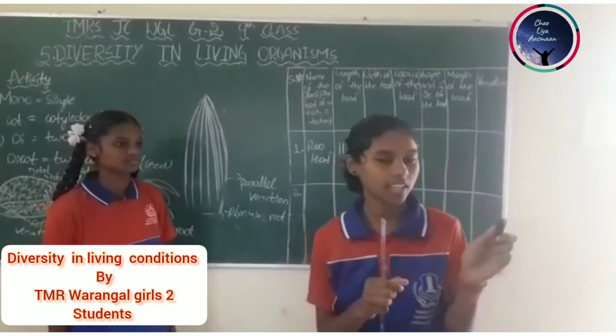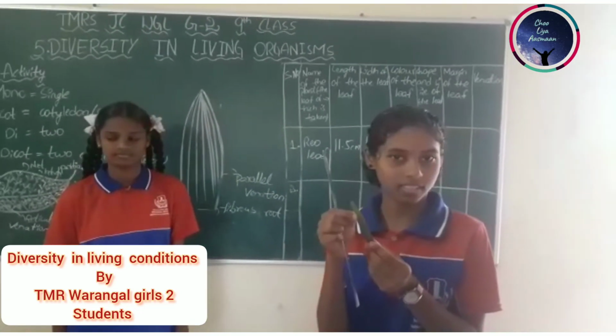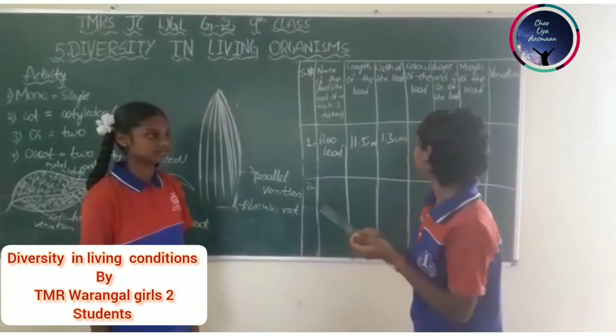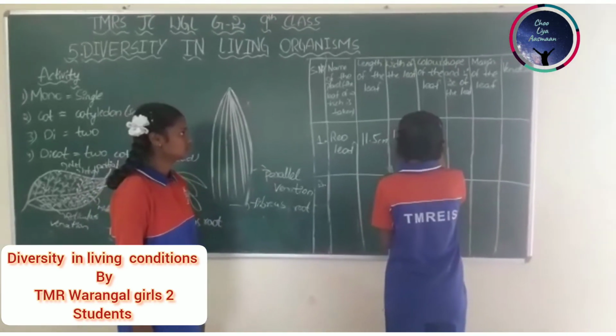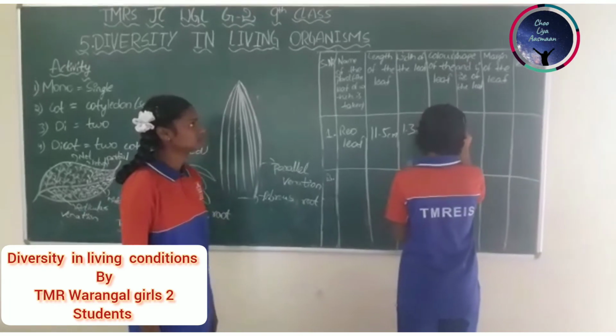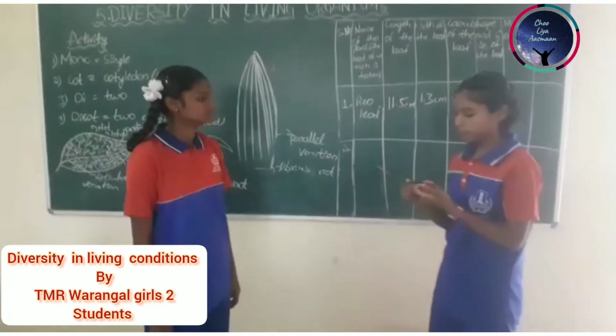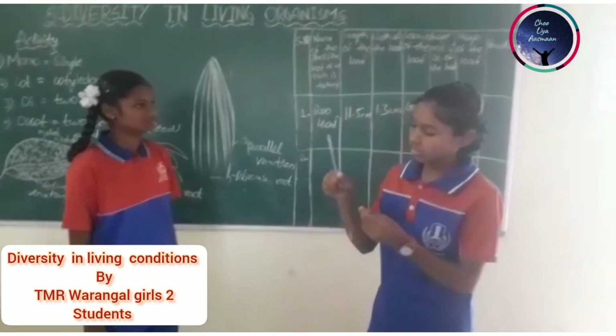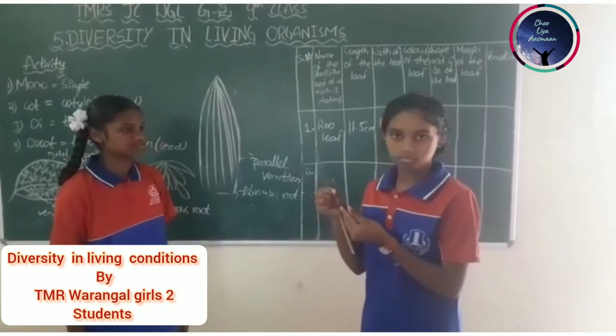The color is maroon and green, light green. The shape is like a small cone.